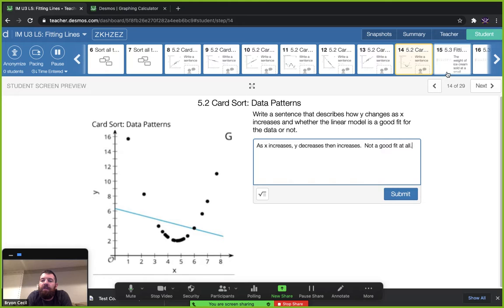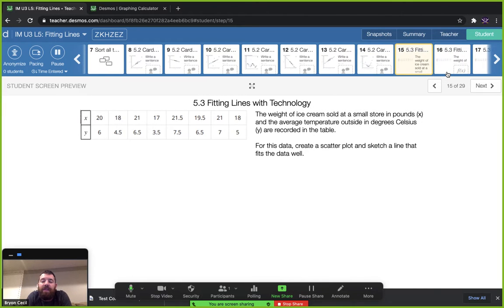Okay, so there is that. So now, guys, what we're going to do is we've seen the data, we've looked at the scatter plots, we've looked at a line of best fit. Now, using that, can I create my own scatter plot and my own line of best fit? So right here, fitting lines with technology.